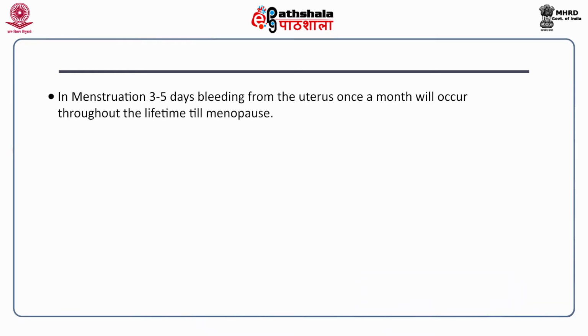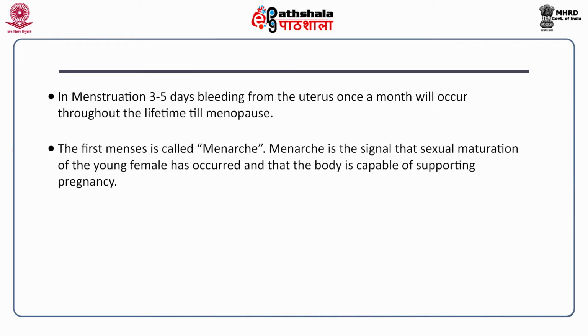The most striking change in adolescent girls is the onset of menstruation, 3 to 5 days bleeding from the uterus once a month that will occur throughout the lifetime till menopause. The first menses is called menarche. Menarche is the signal that sexual maturation of the young female has occurred and that the body is capable of supporting pregnancy. Therefore, menstruation is a phenomenon unique to the females.